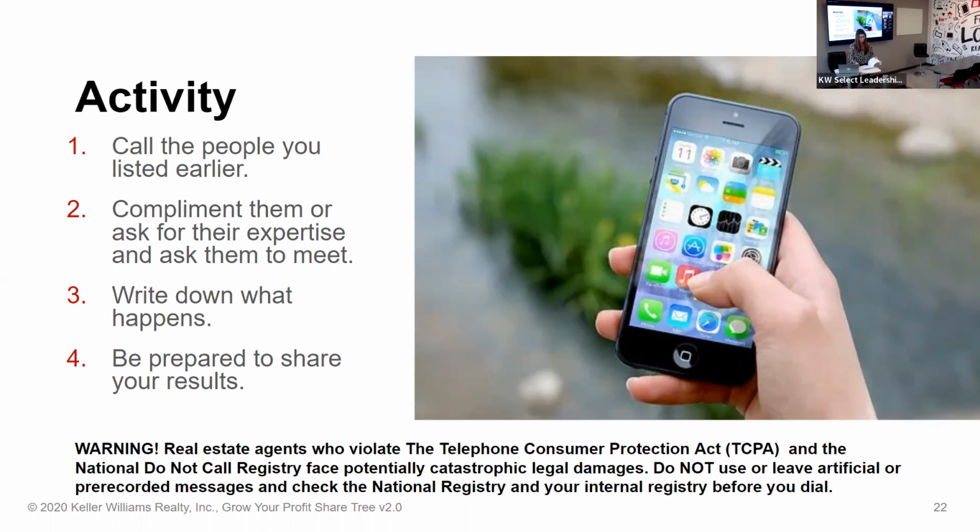Oh, and it says to be careful of the Telephone Consumer Protection Act. Okay, disclaimer. All right, even though they're not cold calls, do not call registry. All right. Sounds good.